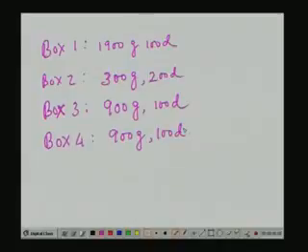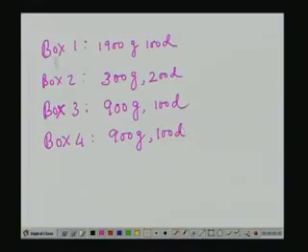The question that was asked was that we select any box at random first, and then from that box we remove just one element. Then the first question is, what is the probability that the element which is removed is a defective one?